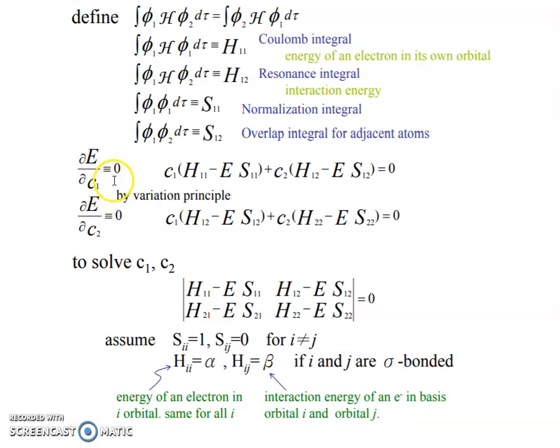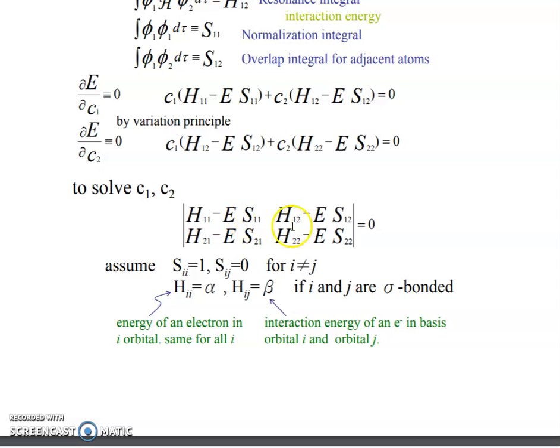Dou E by dou C1 is equal to 0. C1 (H11 minus E S11) plus C2 (H12 minus E S12) is equal to 0. By the variation principle, you can write it here. To solve for C1, C2, you will get the determinant of H minus E S equal to 0. So assume Sii is equal to 1, and Sij is equal to 0 for i not equal to j.